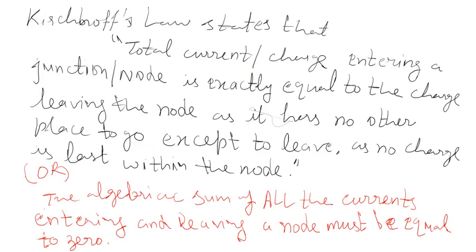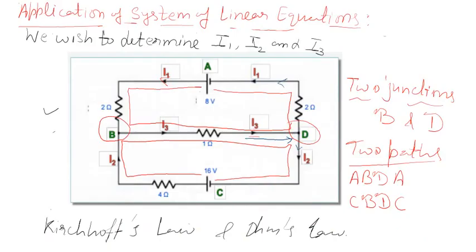If you look at the circuit, you are going through two paths, ABDA and CBDC. So if you use Ohm's law and Kirchhoff's law to get the equation for the path ABDA, and then CBDC, there are two paths. Let's go and look back.